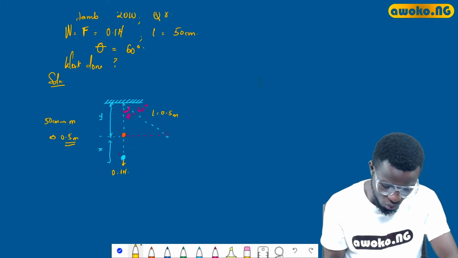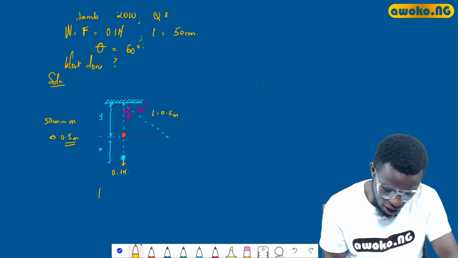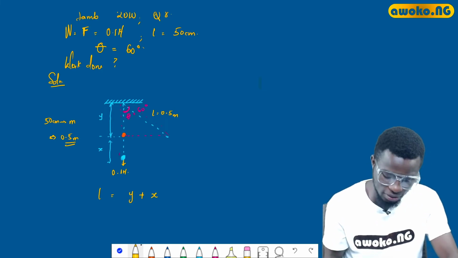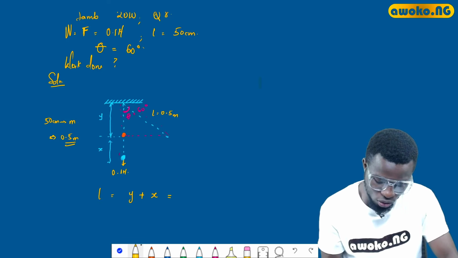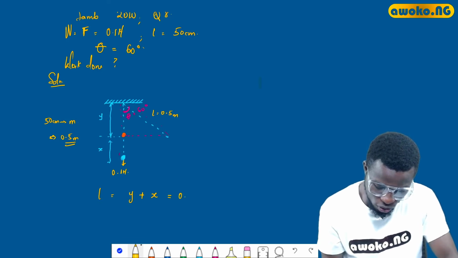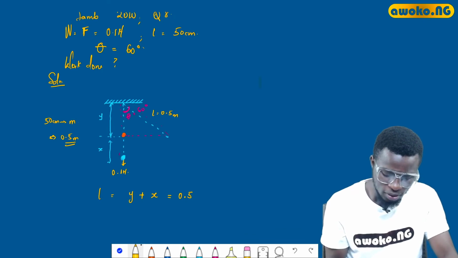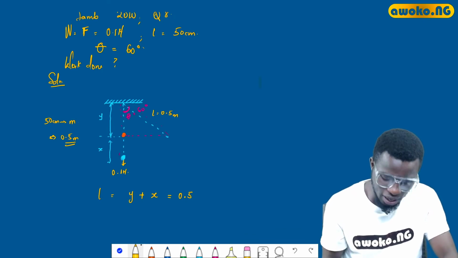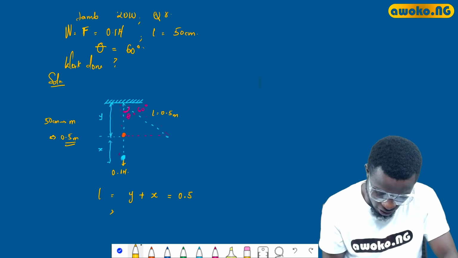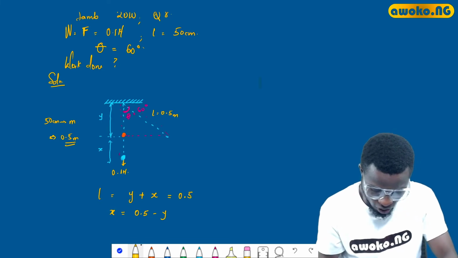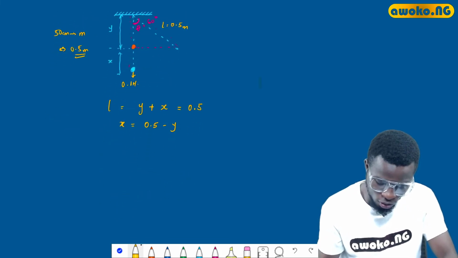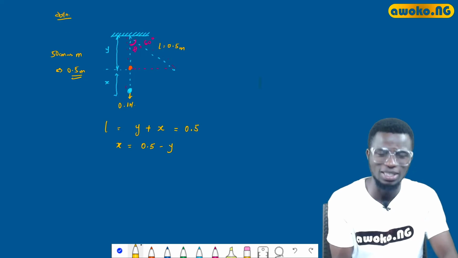So if we have this, we can say that our length L is equal to Y plus X. And since L is already given to be equal to 0.5 meters from the question, now, to move a step further, we can make X the subject of the formula. If we say X is equal to 0.5 minus Y. The question I'm sure you might want to ask is, what is X?